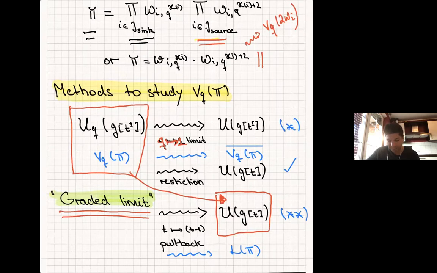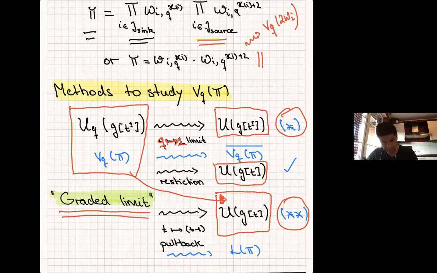Okay, so I will explain. So this star I will explain, and this double star, I also want to explain. Okay, so there is a way to get rid of this q and to end up with a representation for the loop algebra. And then by restriction, you get a module for the current algebra. But this is a module which you don't want.